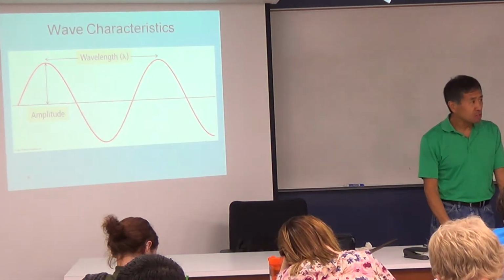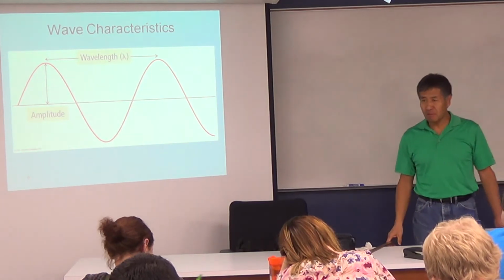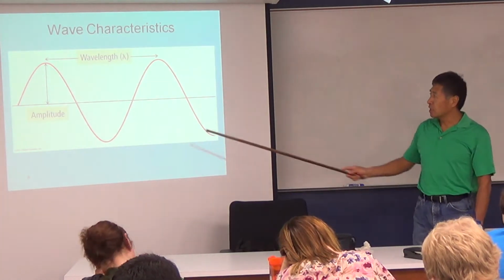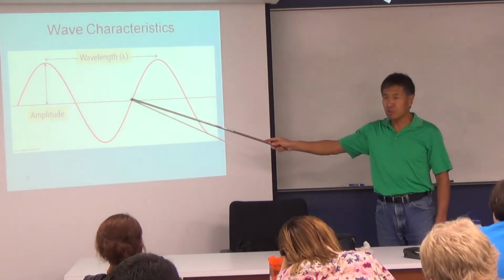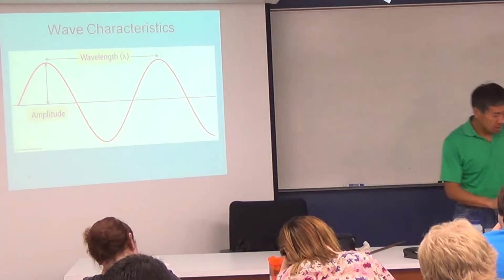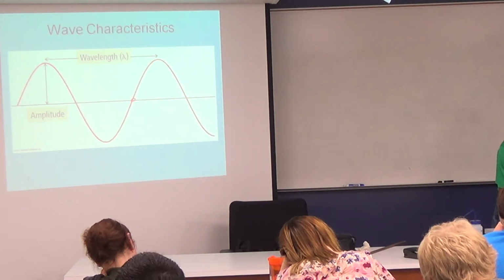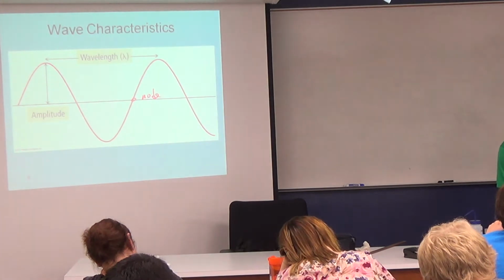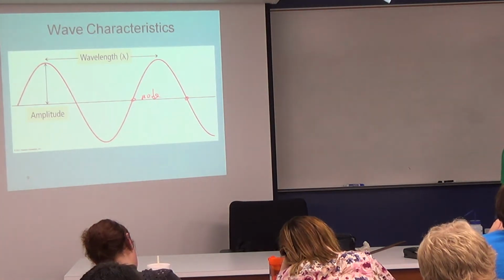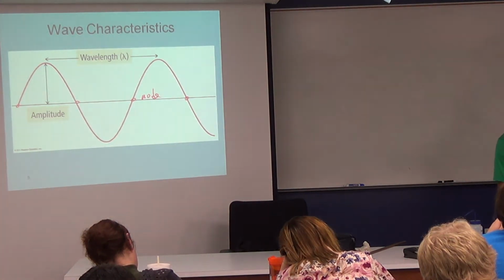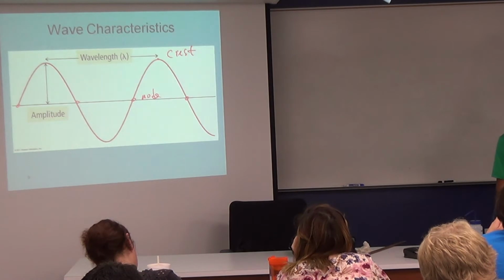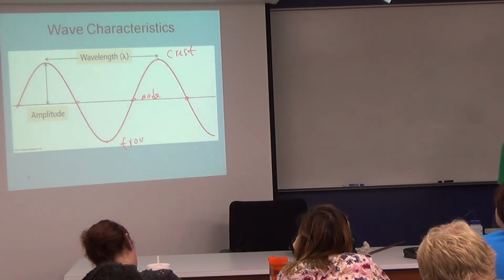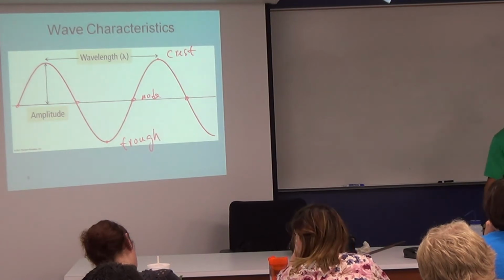And so this picture will give you an even clearer idea. So here is a node. Again, this is a node, and also this one, and this one, and this one. So these are called nodes. And the higher point, we call that crest. The lower point is the trough.